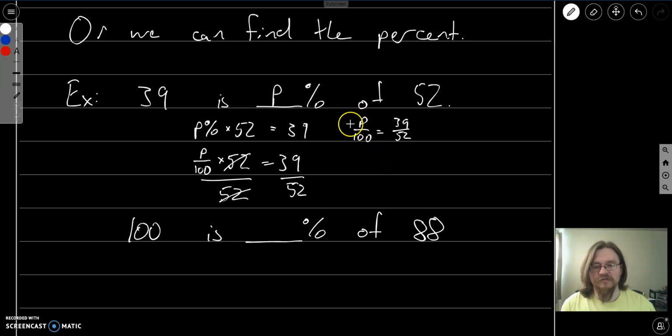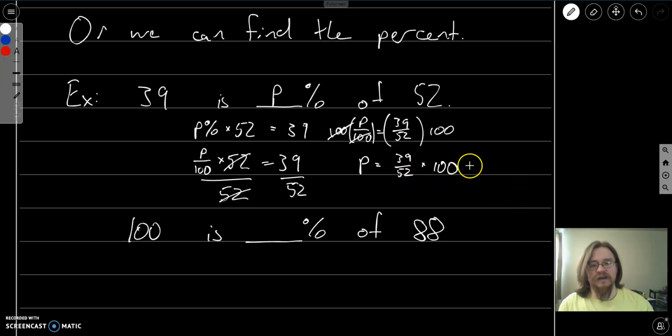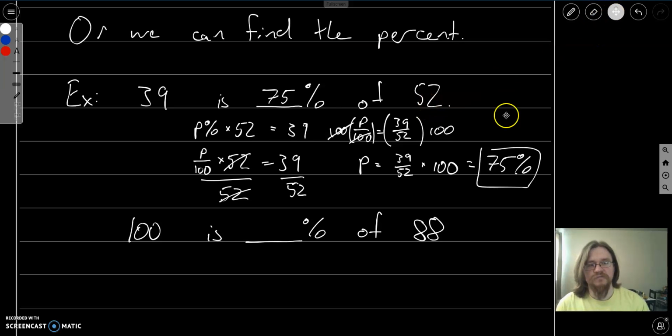The opposite of division is multiplication. So I'm going to multiply this side by 100. I'm going to multiply this side by 100. If I multiply by 100 and divide by 100, those go away. And I'm left with p is 39 over 52 times 100. And if we plug this into a calculator, we're going to get 75. And this is, in fact, 75% because we've multiplied by 100. So 39 is 75% of 52.